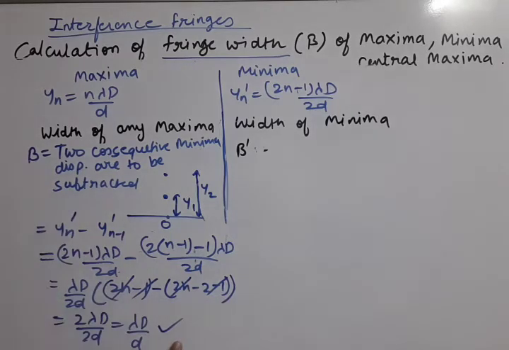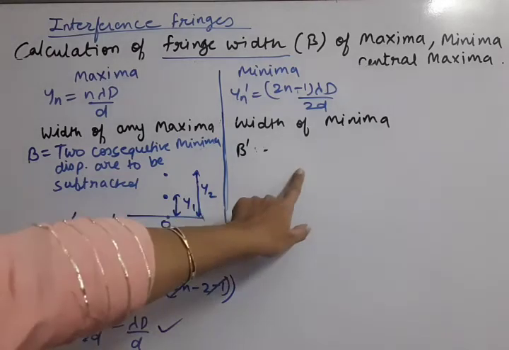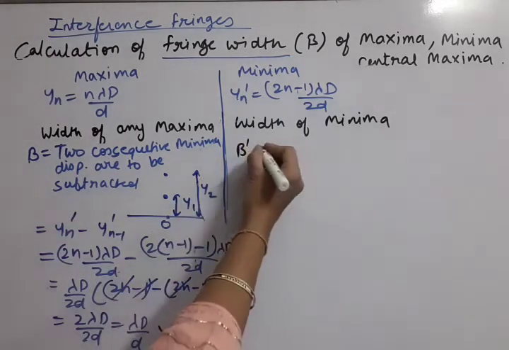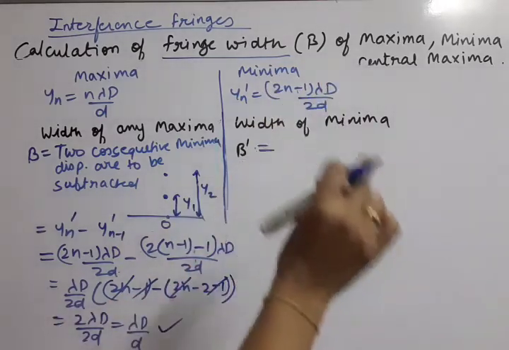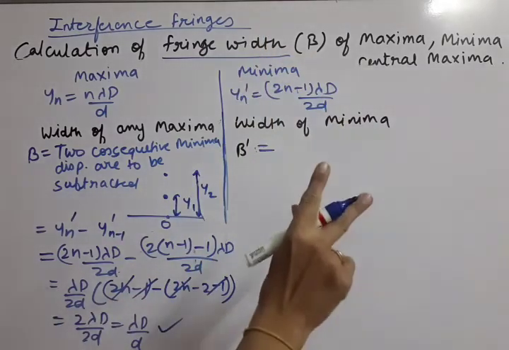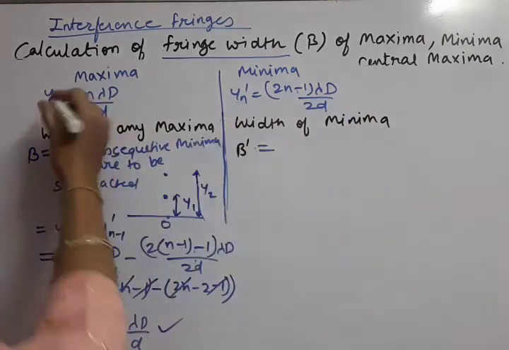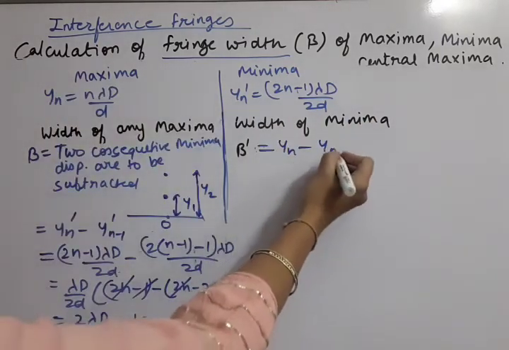Beta of maxima we have got. Now come to the beta of minima calculation. If I need to calculate the width of minima, I have to subtract the displacements of two consecutive maxima. So I will take the formula from here.